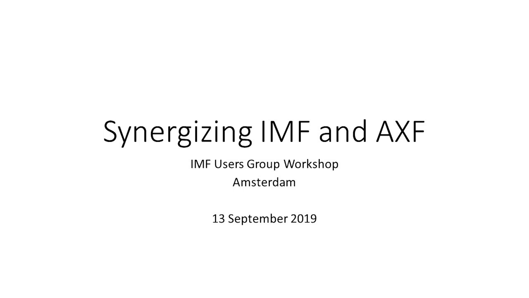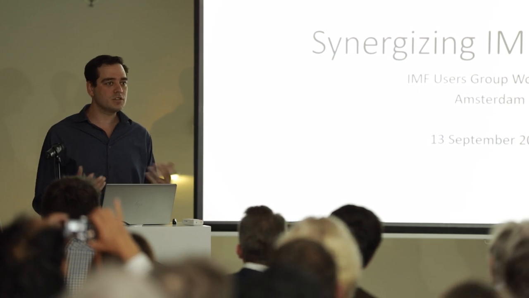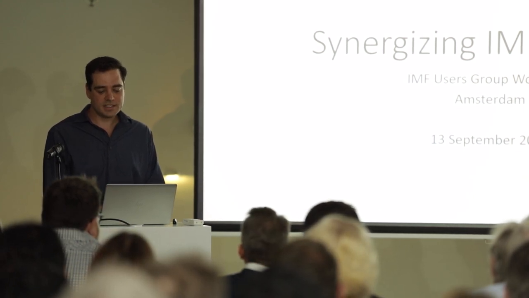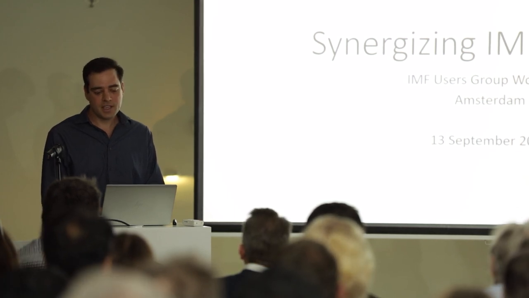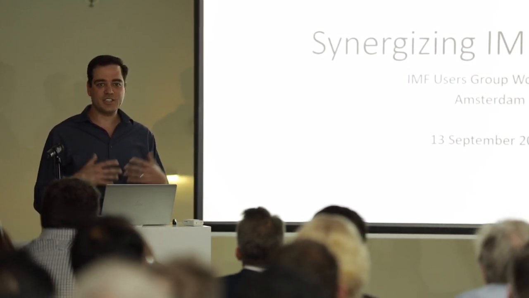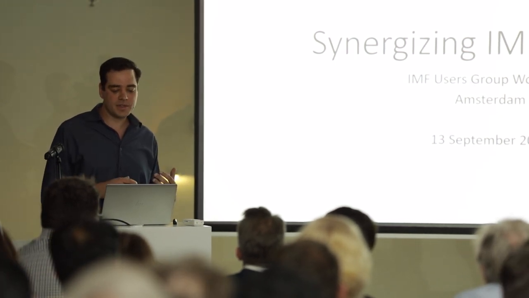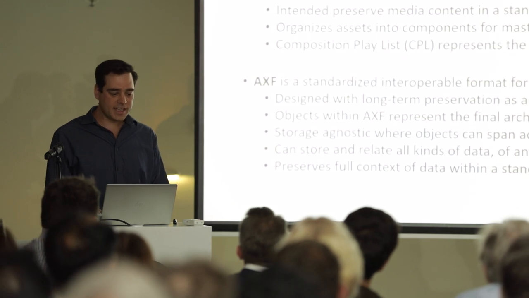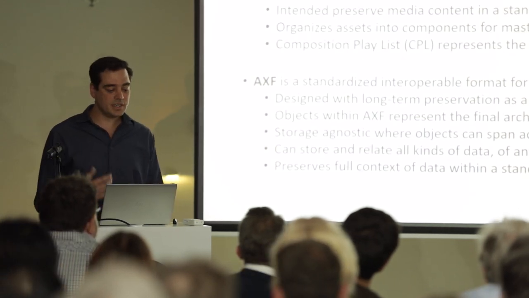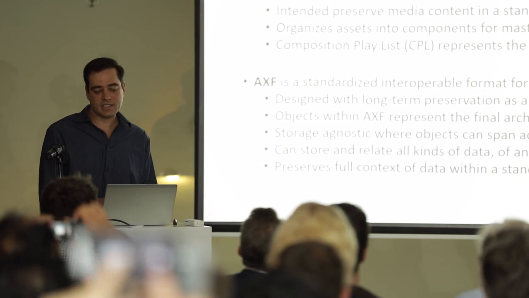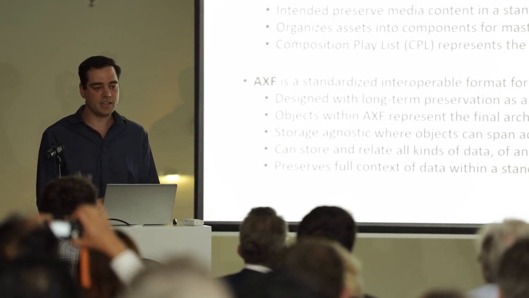Everyone has asked what the difference is between the two, and how the two work together. I also work within 31FS in defining AXF standards, AXF part one and part two. They are very different formats, so I want to throw together a few slides to show you the perspective of a content provider on how these two technologies work together. At a top level, IMF is a standardized mastering format for interoperability. It preserves and standardizes media content, and organizes things into assets, into compositions, and compositions for final exhibition.